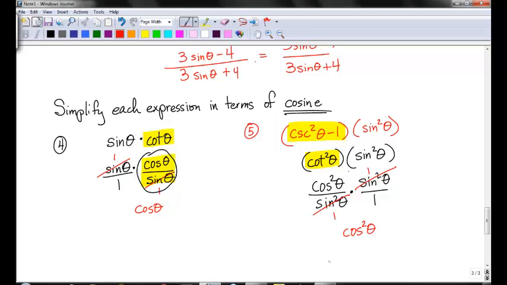Yeah, as long as it's just saying, like when it says in terms of cosine, that means, yeah, I could have cosine to the 4th or whatever. It's just that's the only one. I can't have a cosine and a tangent in the same problem.